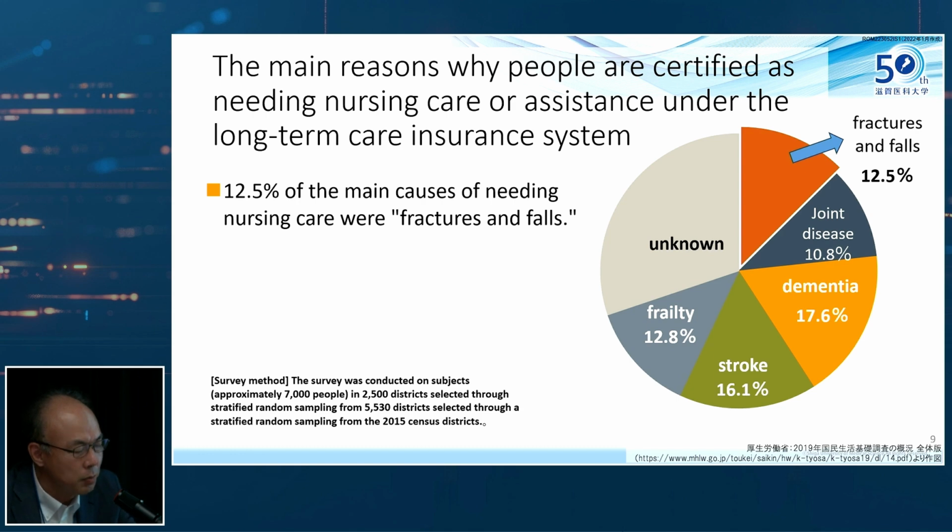This is the Japanese population data. Why is compression fracture important? This shows the main reasons why people are certified as needing nursing care or assistance under the long-term care insurance system in Japan. In this data, 12.5% of the main causes of needing nursing care were fracture and falls, about one-eighth.